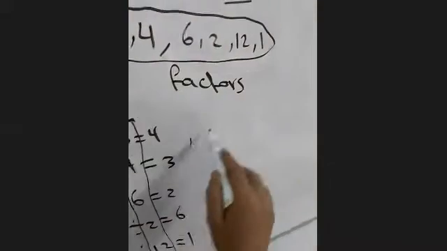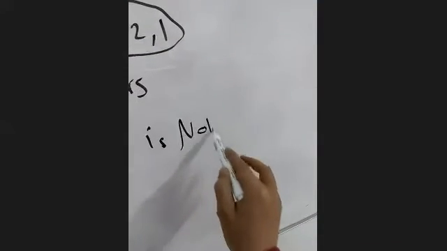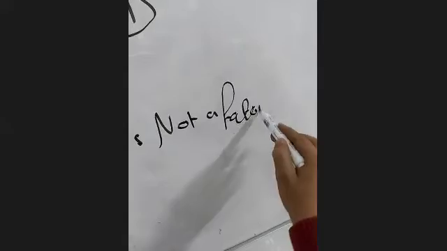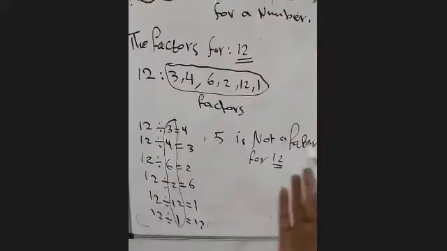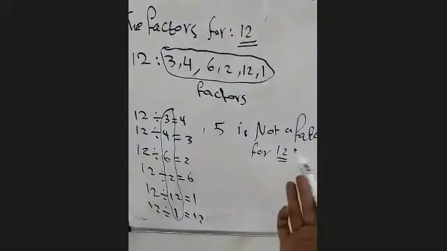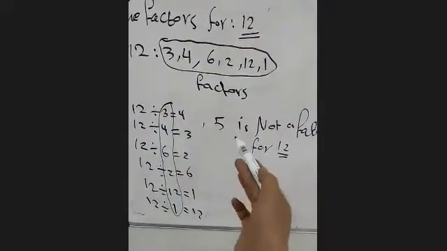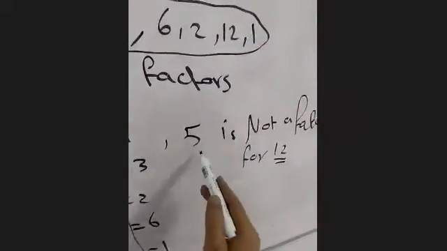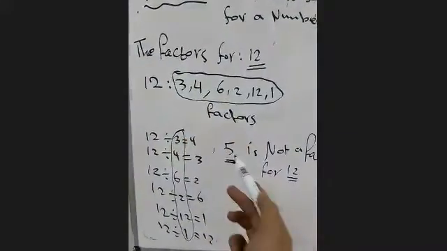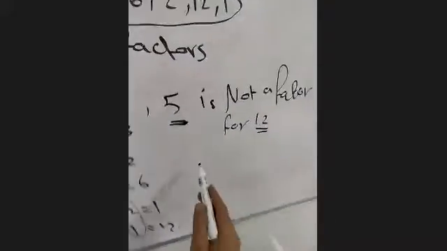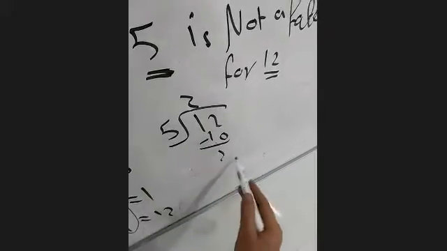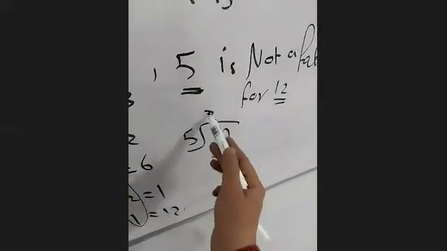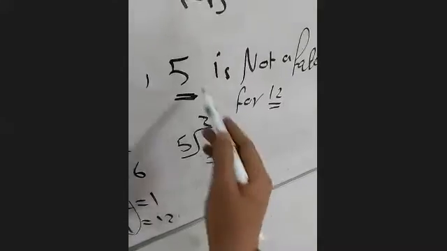For example, why is 5 not a factor for 12? Because 5 multiplied by what equals 12? There is no number. If you multiply it with 5, you get 12. So 5 is not a factor for 12. And also 5 is not a divisor for 12. It means if you divide 12 by 5, it will be 2 with 10, subtract, 2, we have a remainder. So no number here multiplied by 5 equals 12. In this case, 5 is not a factor for the number 12.